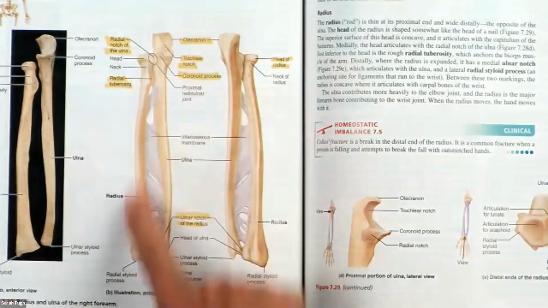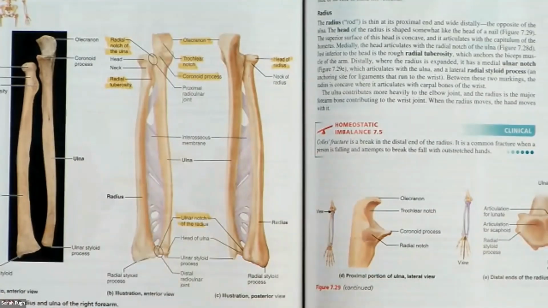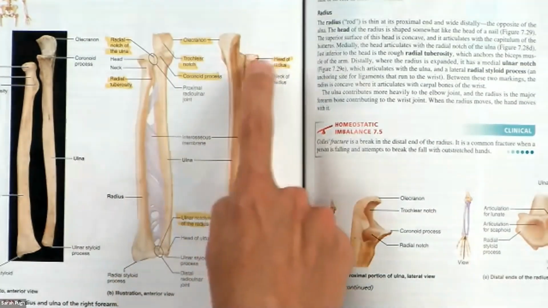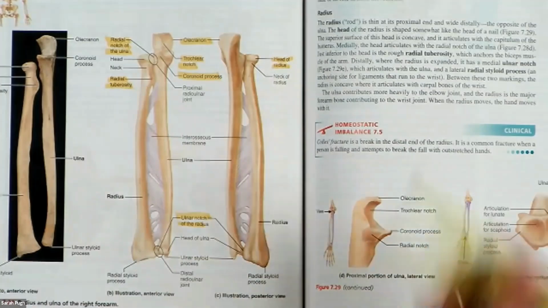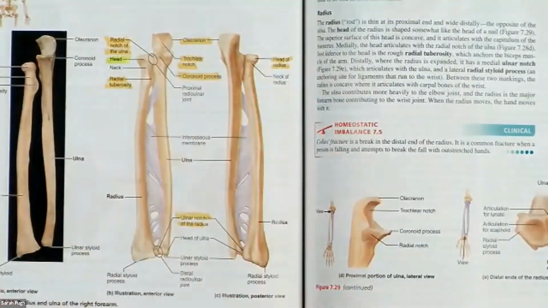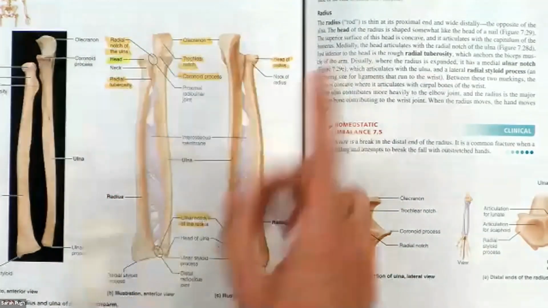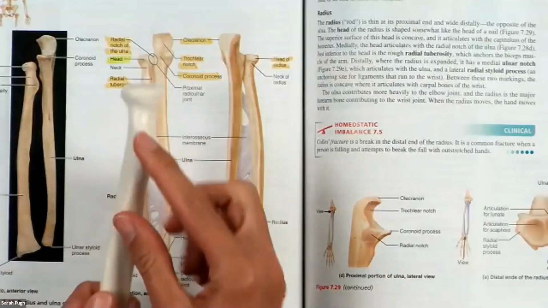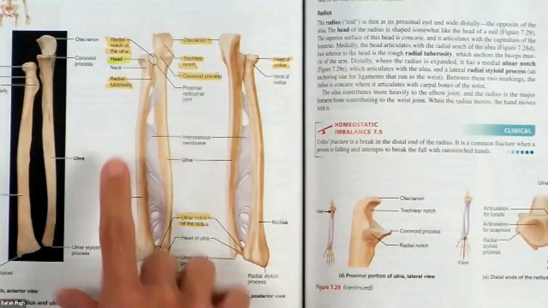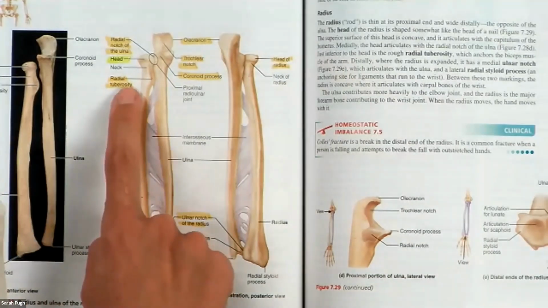So now let's do a radius. There's only like 2 markings on the radius that you need to know, or 3 of them. The first one is the head of the radius. I did it over here, but not here. Okay, so the head of the radius is just that, looks like the head of a nail. And then there's a little bump below that called the radial tuberosity. This is allowing muscles to connect.